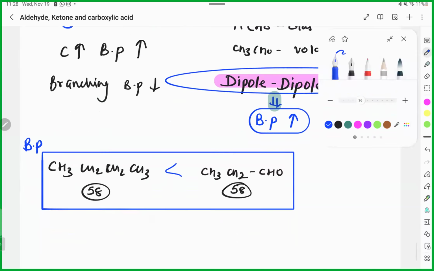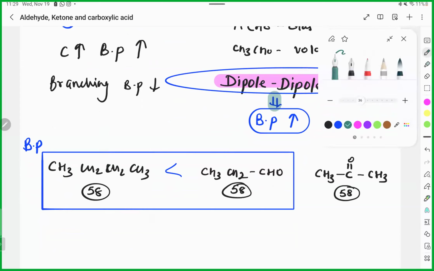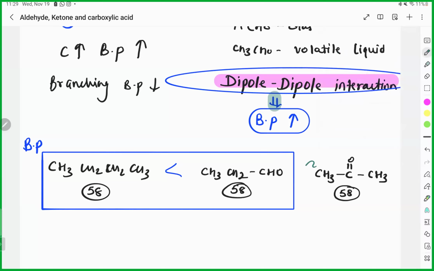And if you take CH3, C double bond O, CH3, here molar mass is 58. Samarth, will it be more than aldehyde, less than aldehyde, or equal to aldehyde? I think more than aldehyde. Why? The polarity between carbon and oxygen is the same. Here we are talking about boiling point. More because of the symmetry. Here you have more symmetry, so more boiling point, melting point.